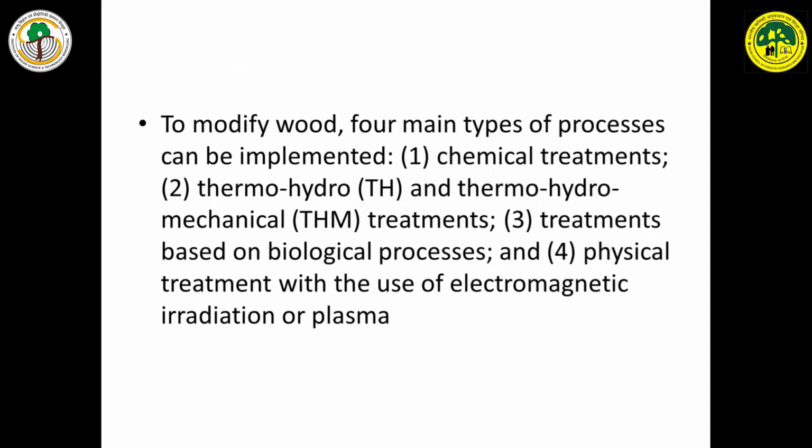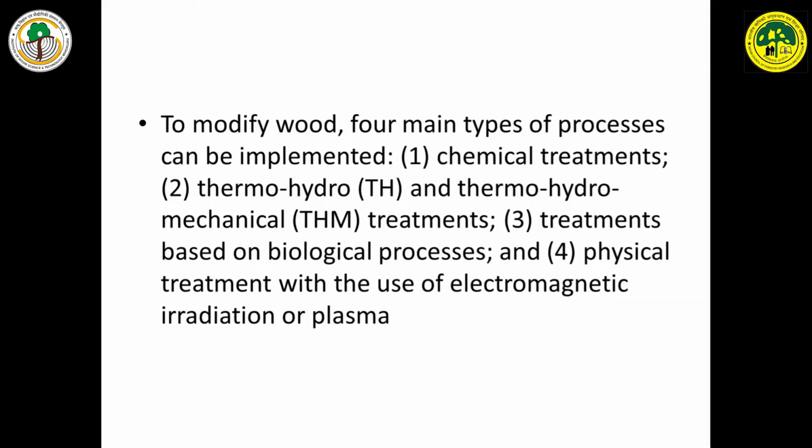In the chemical treatments, we use suitable chemical reagents for modifying the wood and achieving the desirable properties of wood. In the second process, the thermo-hydro method, we use moisture as well as heat to produce wood with the desirable properties. In the third, thermo-hydro-mechanical treatments, moisture, heat, as well as force are applied on wood, and modified wood is prepared with enhanced, improved properties.